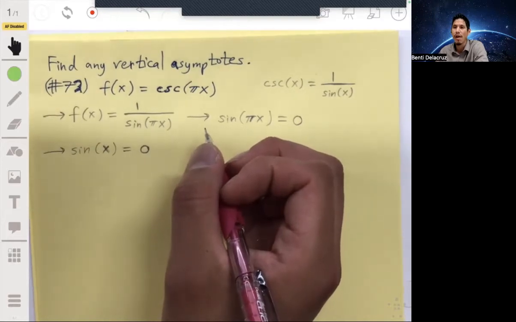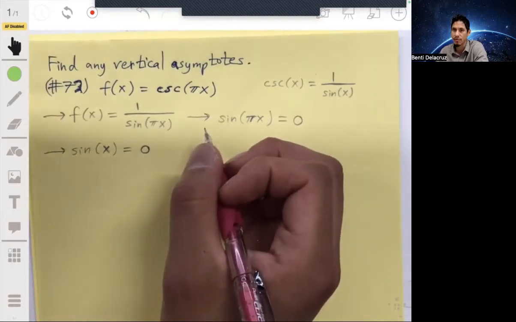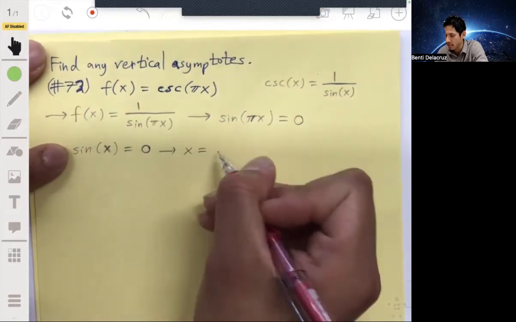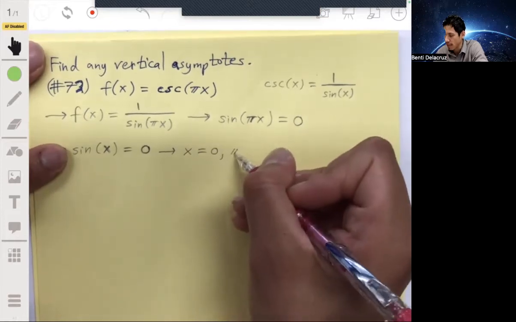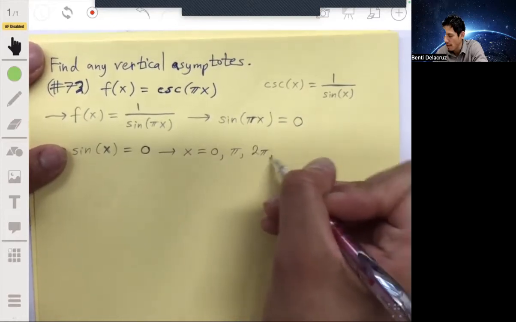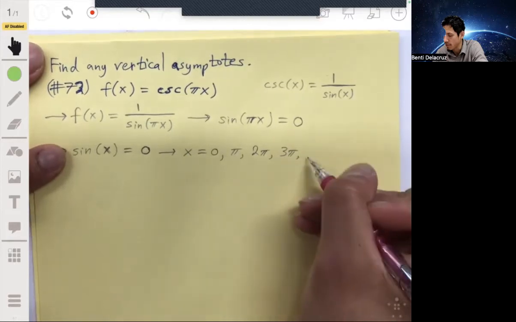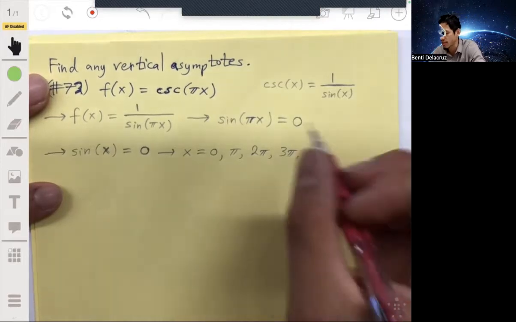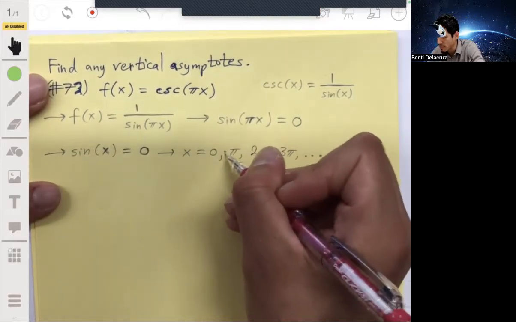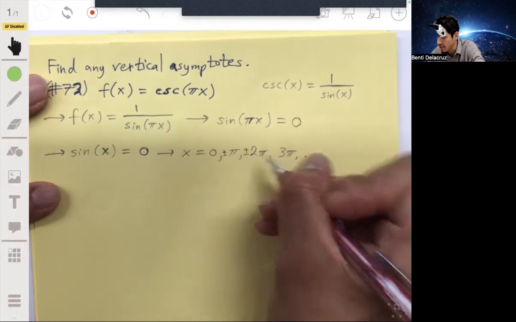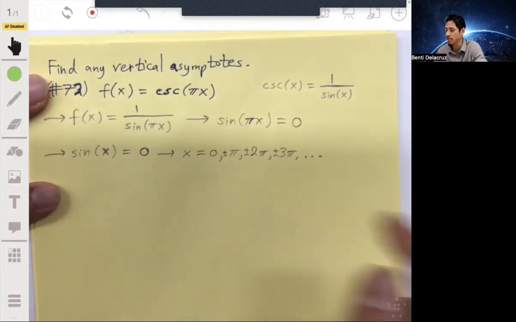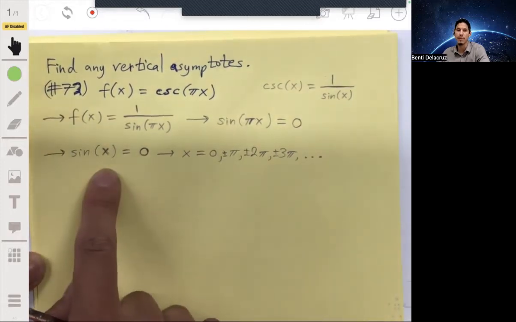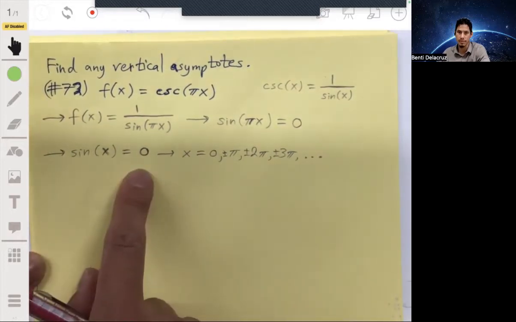So every pi radians, so half of a full rotation. So this equation has solutions when x is 0, when x is pi, 2 pi, 3 pi, and so forth. But we can also rotate in the negative direction. So we can write this as plus minus pi, positive and negative pi, positive and negative 2 pi, positive and negative 3 pi, and so forth. So these x values will give solutions to the equation sine of x equal to 0.